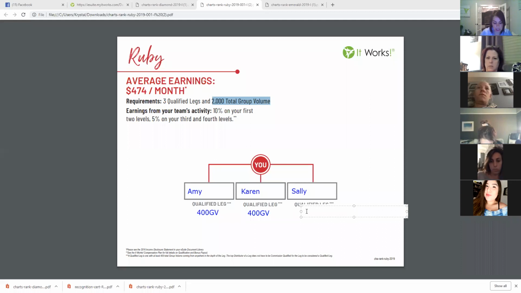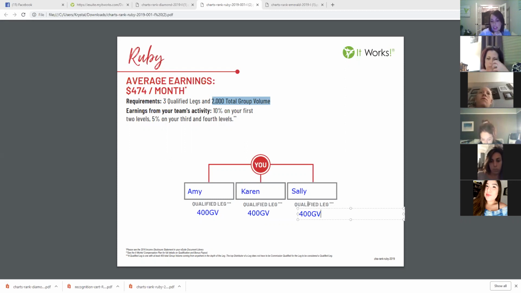Group volume means that this is all of the volume underneath these distributors, okay? So it could be an order from Sally. Like we're using Sally right now, so Sally placed an order of, we're just gonna keep it easy. Let's say Sally placed an order of $100 and she had 3 loyal customers under her that had orders of $100. That would put her at 400 group volume.